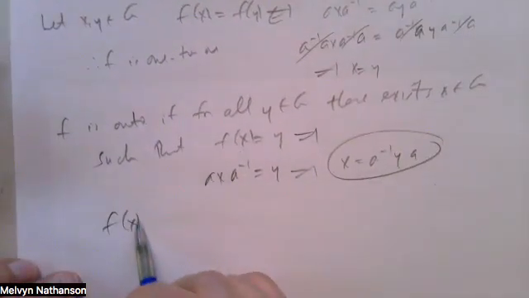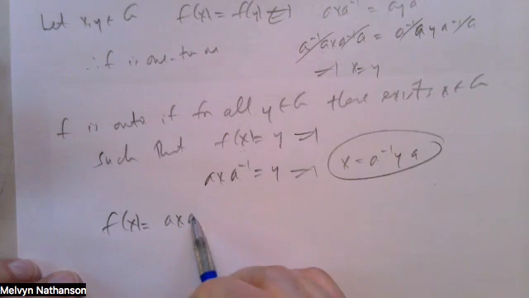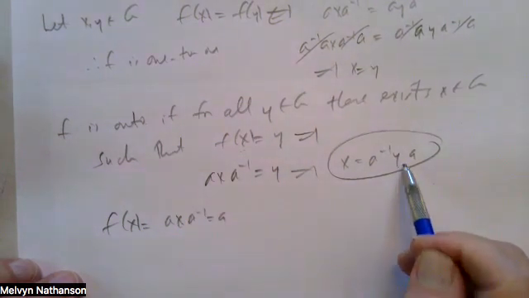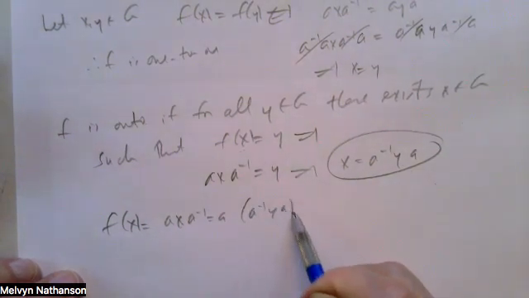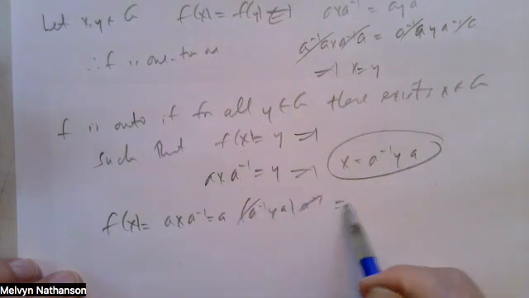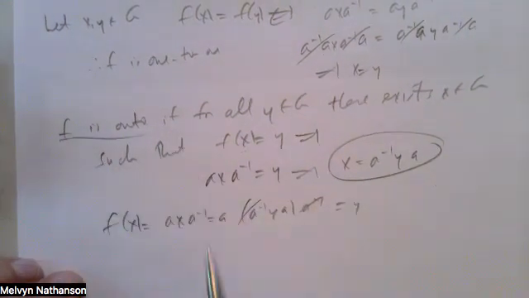So f of x, which is a x a inverse, is a times x, which is a inverse y a, times a inverse. These cancel, we get y. So f is onto.